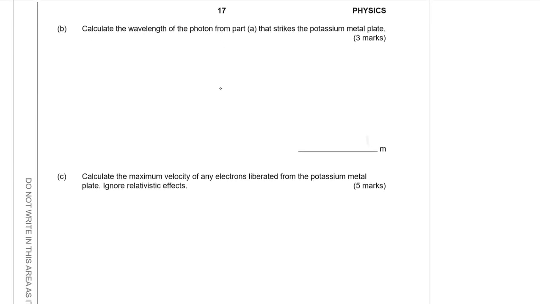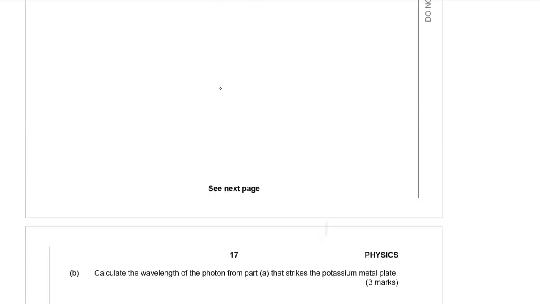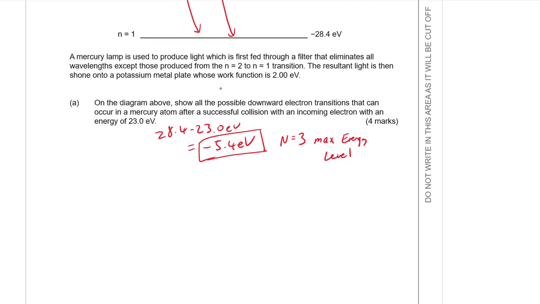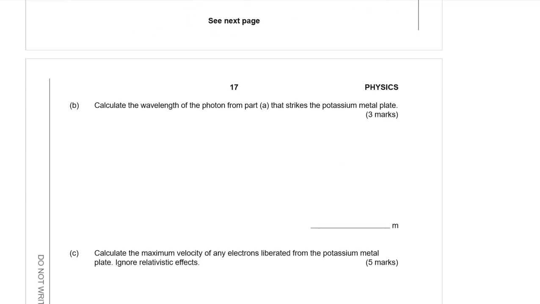So moving on to part B, calculate the wavelength of the photon from part A that strikes the potassium metal plate. And that's where we need to go back and read the question. So it's talking about a filter that only collects photons that are produced from this transition from N2 to N1. So the first thing you want to do is work out what that energy level is, and then from there work out the wavelength.